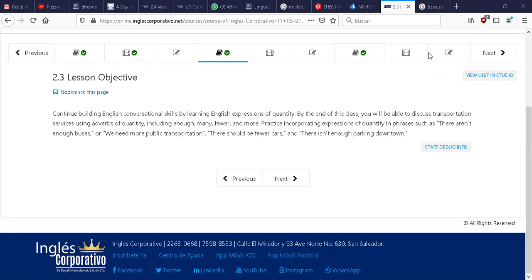Practice incorporating expressions of quantity in phrases such as: There aren't enough buses. We need more public transportation. There should be fewer cars. And there isn't enough parking downtown. All right, very good.